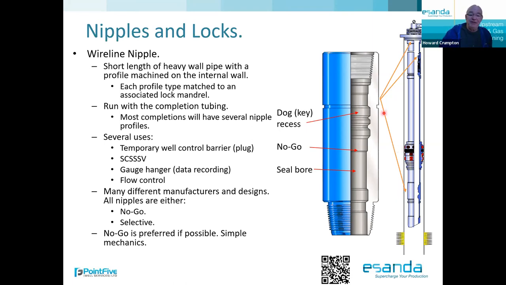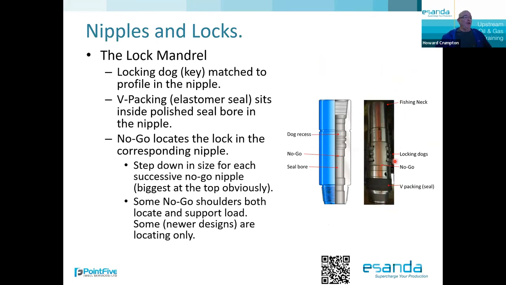The actual nipple itself, the nipple profile, is just a short length of heavy wall pipe with this profile machined in it. And to be able to set a plug in that, I need a lock mandrel. The lock mandrel has a profile that matches the profile of the nipple. On the bottom of this lock mandrel, I can put different devices. I can put a downhole safety valve. I can put a plug cap to actually plug the well off. And this is run into the production tubing and located in the nipple using wireline. So it's lowered in on wire. It's set into location using a specialized setting tool, and it can be recovered again when there's no further need for the plug to be in place.